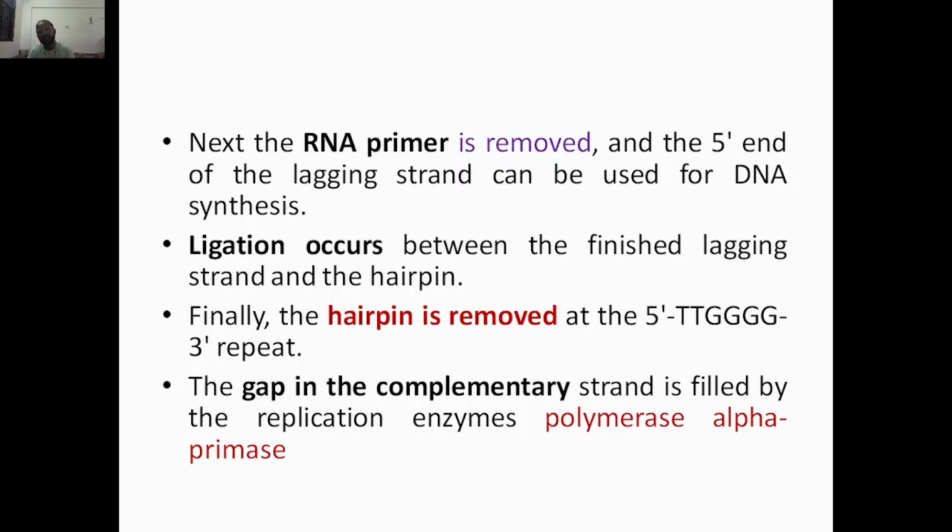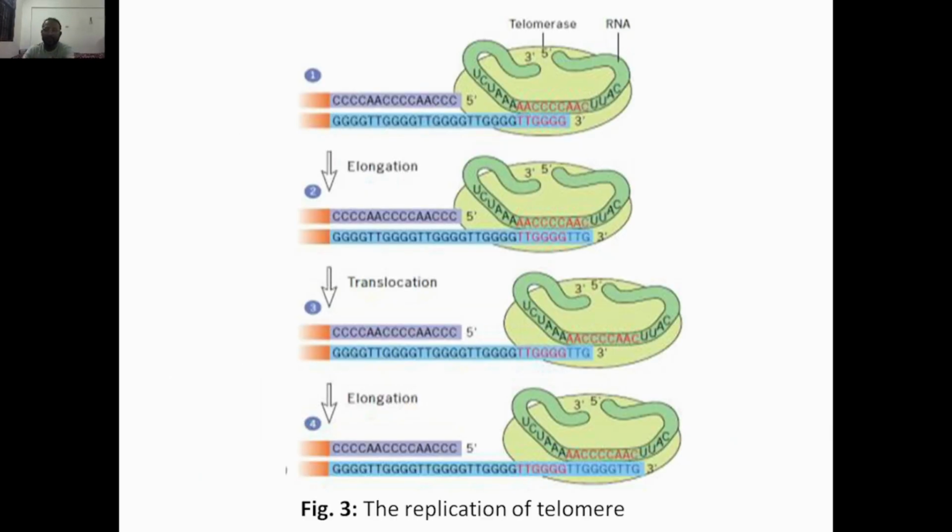Now next, what happens? The RNA primer is removed, and the 5' end of the lagging strand can be used for DNA synthesis. This is the way it looks. Here this is the telomerase enzyme, here it comes, and this is the hairpin kind of structure. We will be removing the RNA, and the 5' end will come into the picture, and this is how it goes.